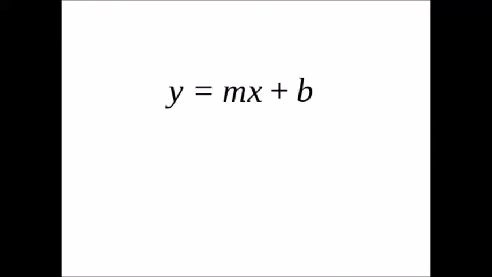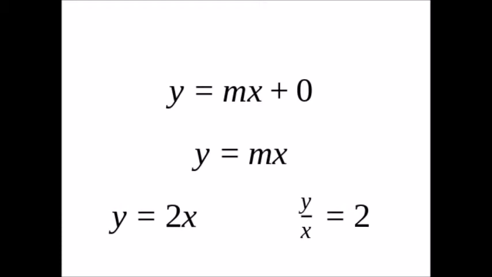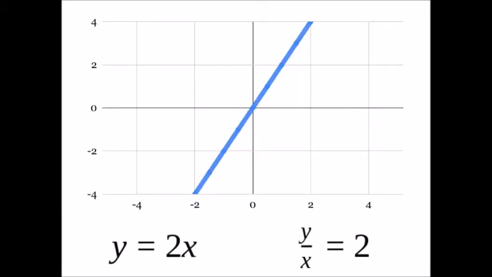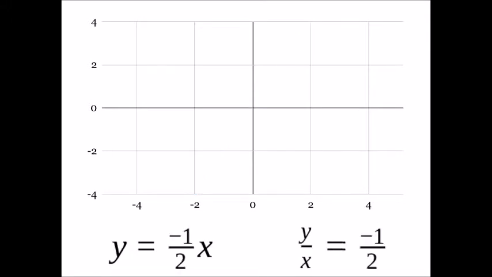And setting the intercept to 0, everywhere on this line, y is equal to 2x, or y over x is equal to 2 at all these points. You believe me, right? Everywhere on this line, y is equal to negative 1/2 x. So y over x is equal to negative 1/2 at all these points.